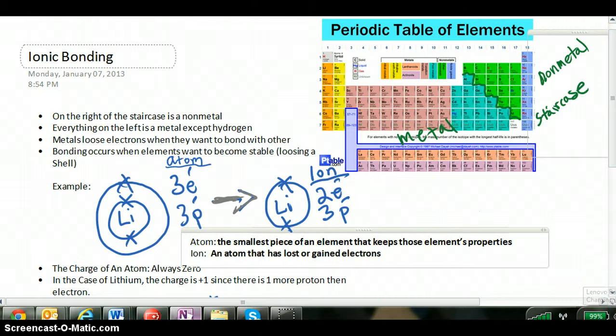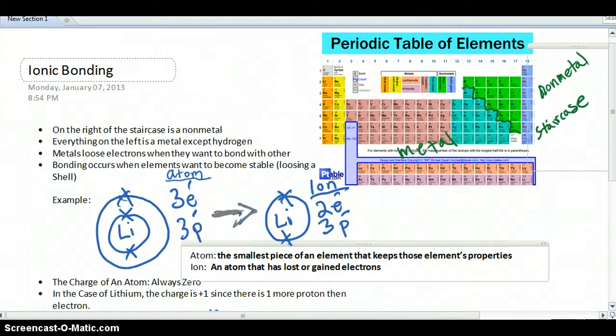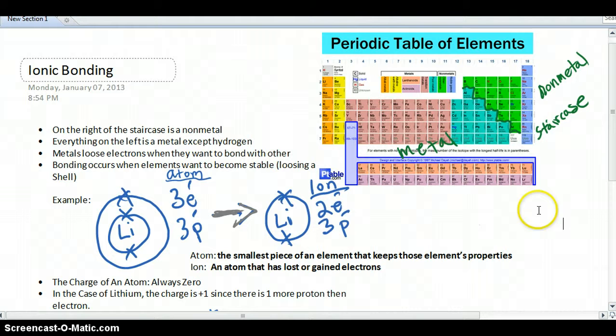I wanted to talk to you about ionic bonding, metallic bonding, and covalent bonding. First, I'm going to start off with the basics, which is the periodic table of elements, a key thing to know in chemistry. Everything to the right of the staircase is a nonmetal, while everything to the left of the staircase is a metal.